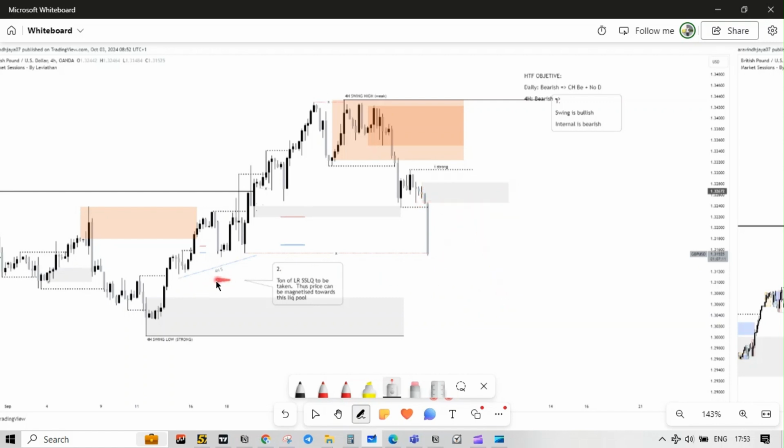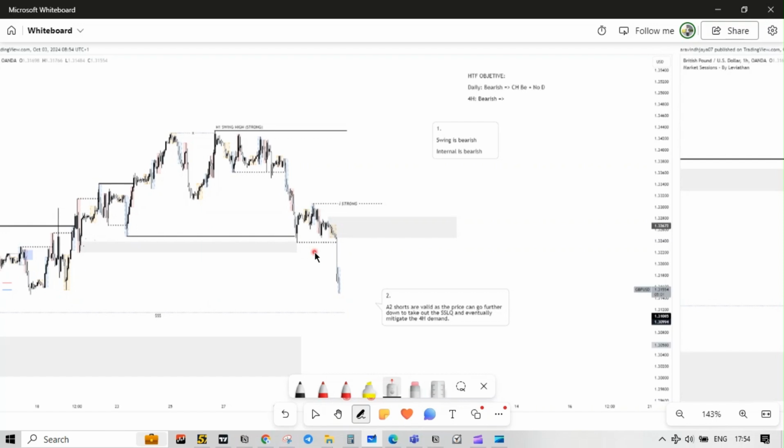Or since there is nothing to the left, price can just start to move down and mitigate the 4 hour demand. So a ton of low resistance sell-side liquidity to be taken, thus the price can be magnetized towards this liquidity pool. The high time frame objective: daily is bearish because of the CHoCH bearish and there is no demand to the left. And 4 hour is a mixed signal because price swept some sell-side liquidity, so price can push up or it can just stick to the daily bias, hunt for some more sell-side liquidity and come all the way down to this 4 hour demand. So it's kind of a mixed signal from 4 hour.